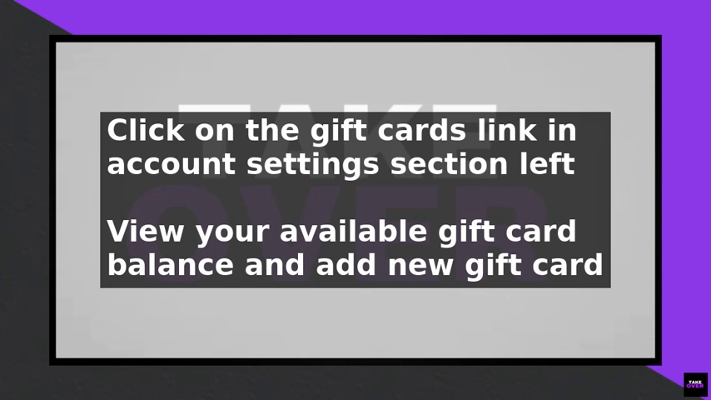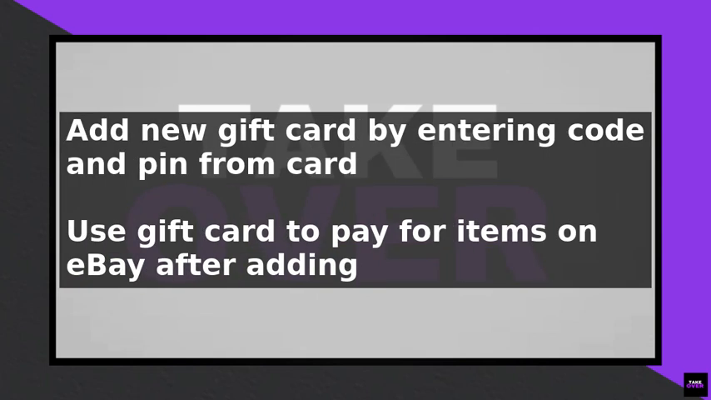After adding the gift card to your account, you can use it to pay for items on eBay. To do this, search for the item you want to purchase and click on the Buy It Now or Place Bid button. On the checkout page, select the gift card as your payment method and enter the amount you want to apply from the gift card. If the gift card balance is not enough to cover the full cost of the item, you can use a credit or debit card to pay the remaining balance.